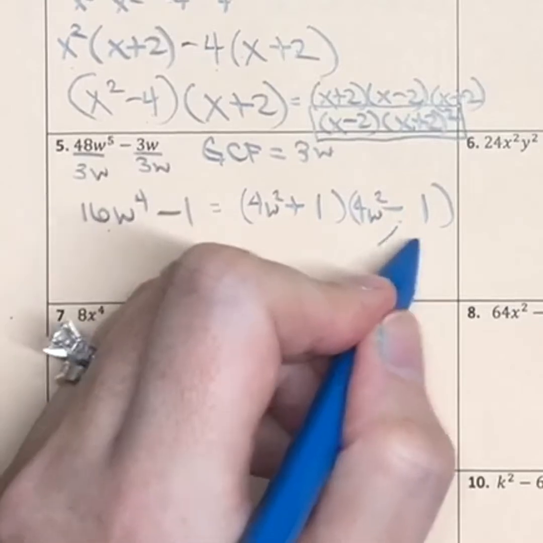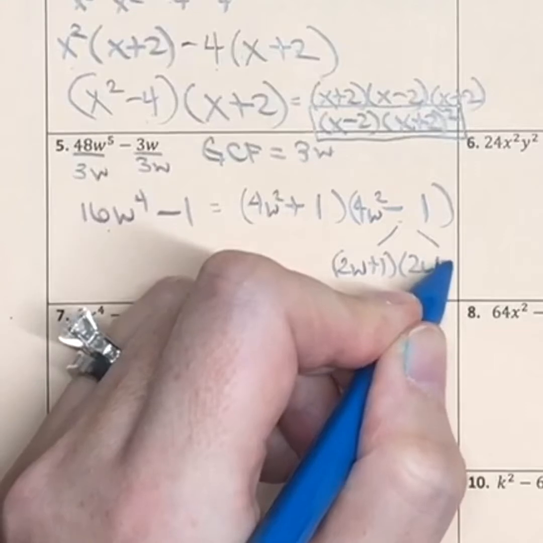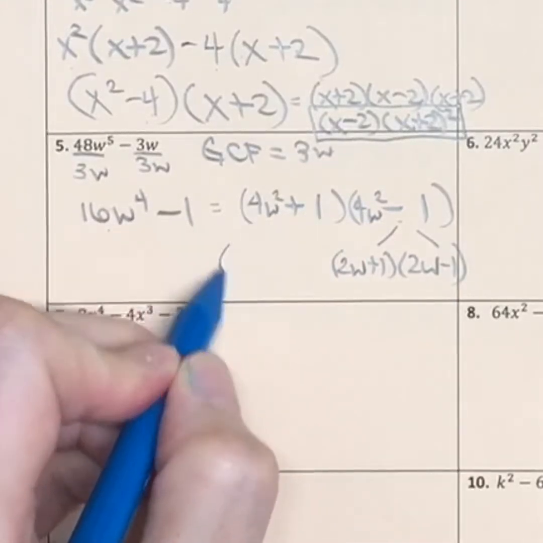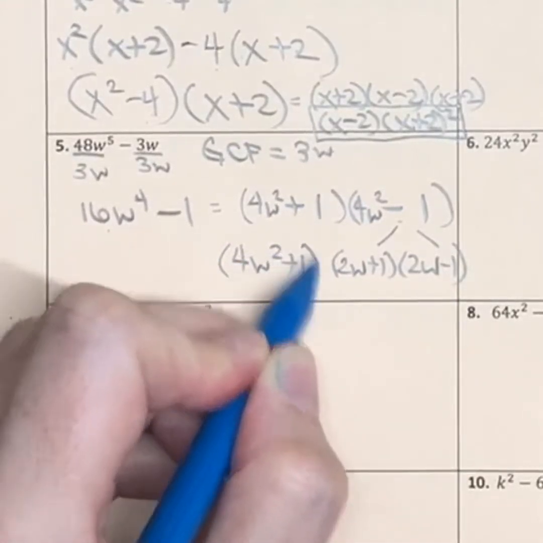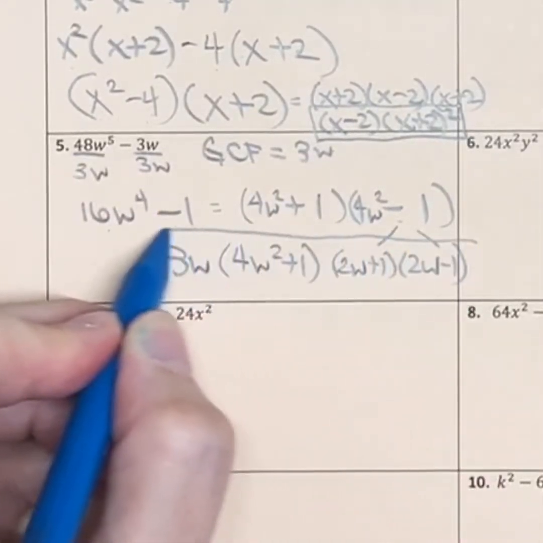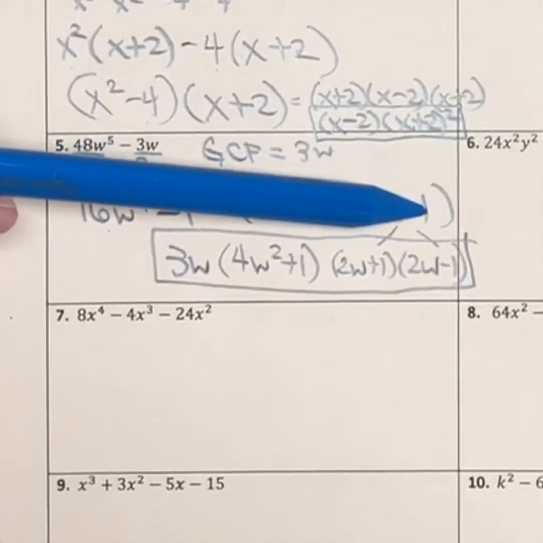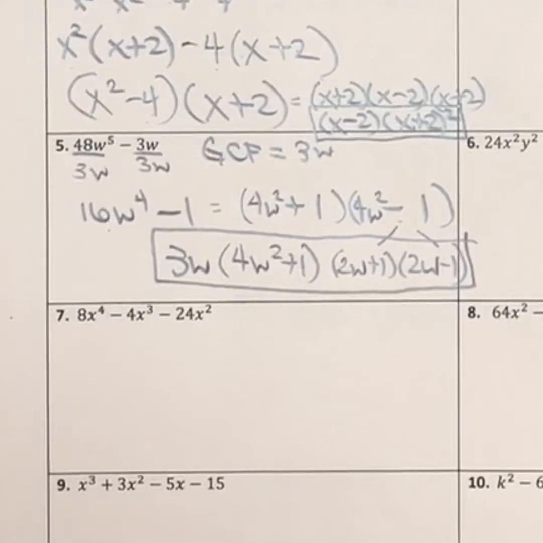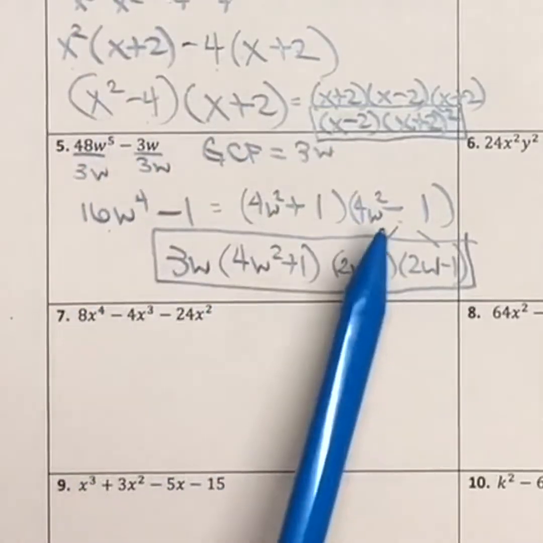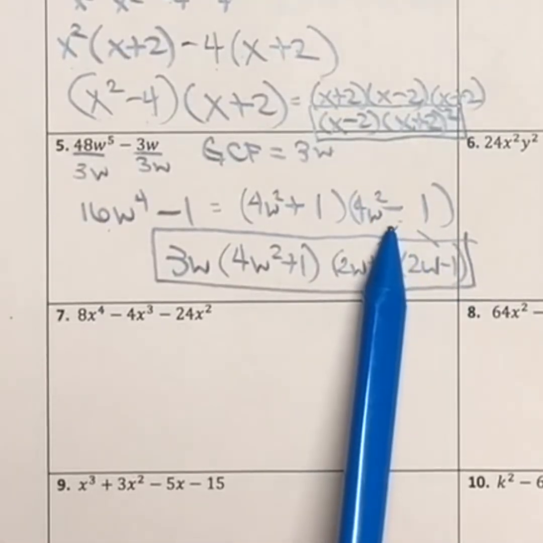I can split this one into 2w plus 1 and 2w minus 1, and I still have this 4w squared from up above, and then I also need my 3w, and there is your full factored form. So not only are we mixing up all the factoring, but you've got to start recognizing that once you finish factoring one step, there might be a second step on one of the factors to keep factoring. And it's most common on the difference of squares.